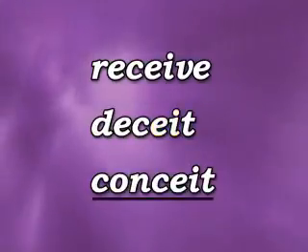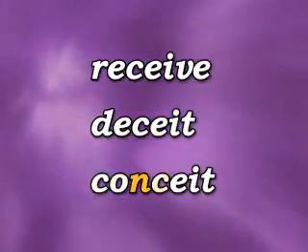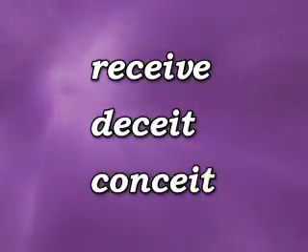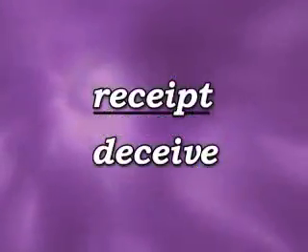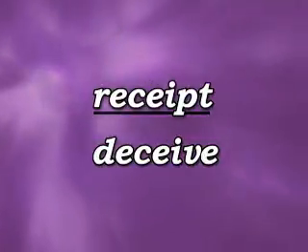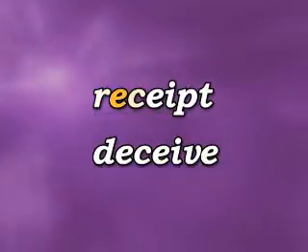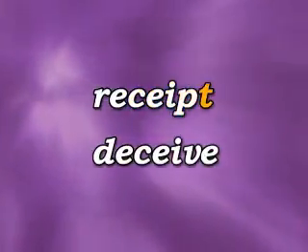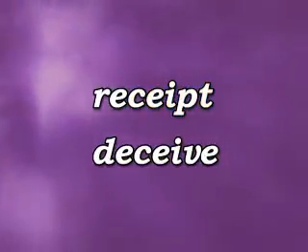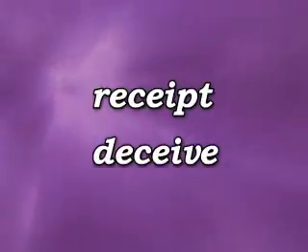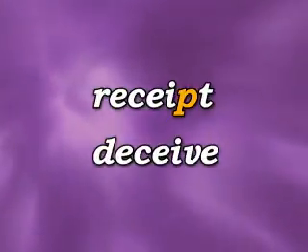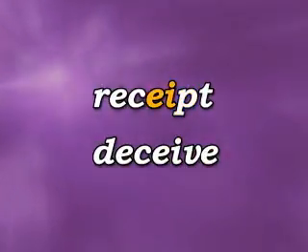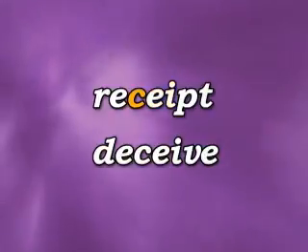How about conceit? C-O-N-C-E-I-T. So it's following the rule. So far, we're okay. Receipt. You know, if you pay for something, you get a receipt. R-E-C-E-I-P-T. Well, that word follows the rule, but just to make life difficult for you, they slip in a P that you don't pronounce. Receipt. Again, E-I, because it's after C.